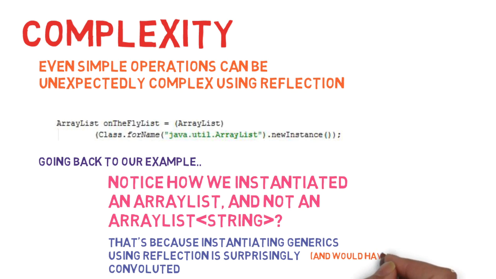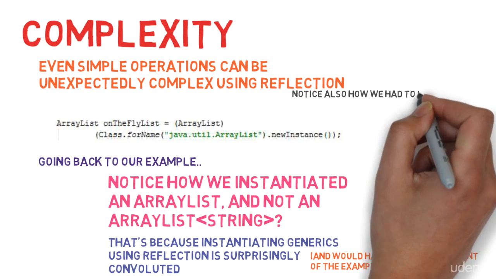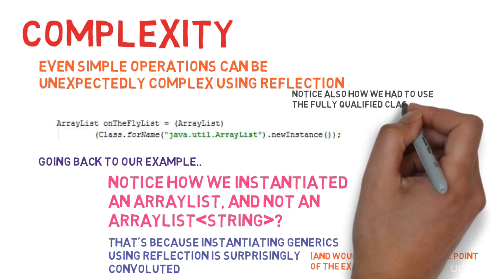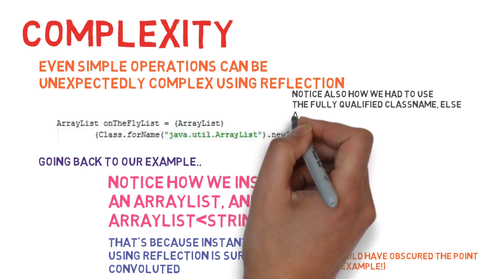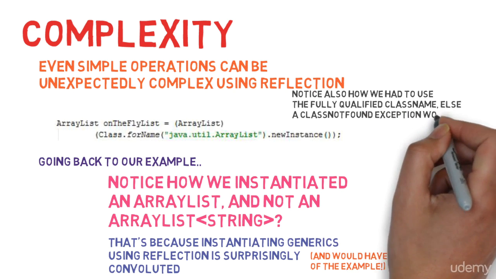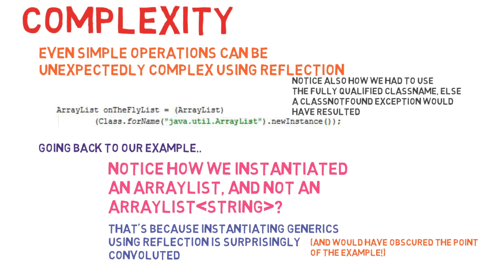So generics, which are supposed to be easy to use and which you should use if you can, because it gives you a lot of type safety which the old world classes did not, we can't use that easily using reflection. Also, notice how we specified the name of the array list class. It had to be fully qualified. We have to specify which namespace array list lives in. And if we hadn't, we would have got a class not found exception. So look at all the details we have to consider before we can use reflection. And this is just the beginning of the complexity.